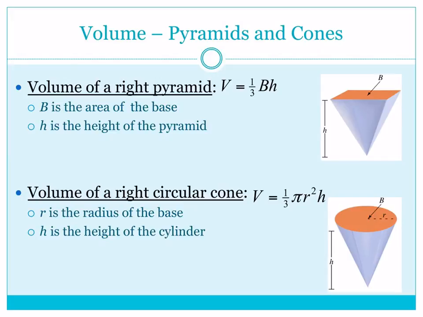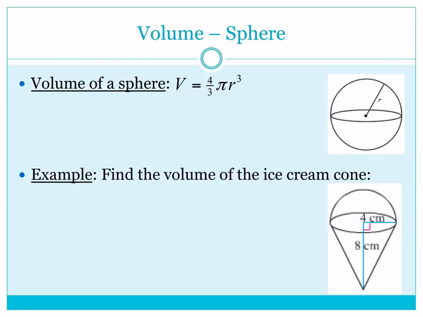You're using the base and the height. And of course, this right here, as we just talked about, is the base from the previous information. Okay, I think we have one more, the sphere. The surface area of the sphere was 4 pi r squared, right? The volume of the sphere is 4/3 pi r cubed.